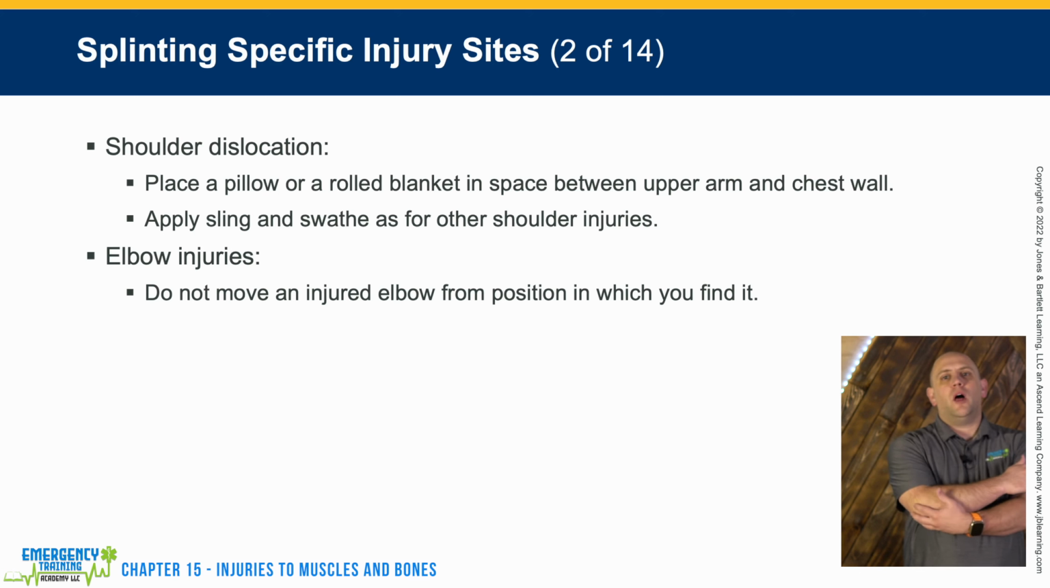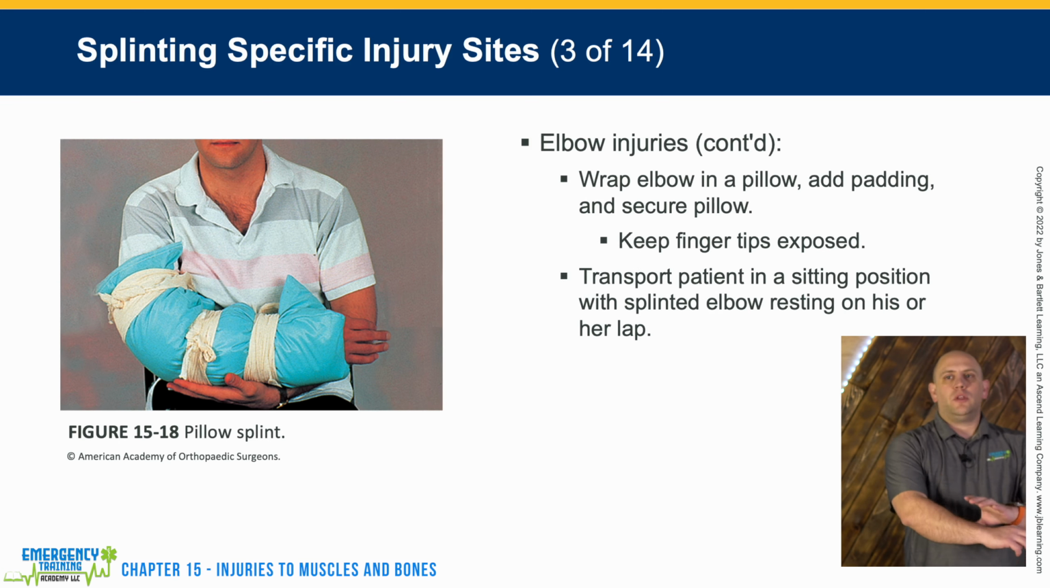Next would be our elbow injuries. If we have an elbow dislocation or injury, we want to try and splint in the location that we've found it. And so with these, remember, we're splinting above and below. So we're making sure that that joint isn't going to move. We can wrap the elbow using a pillow or some other type of padding, making sure that our fingers are exposed so that we can continue to assess that circulation, motor, and sensory.